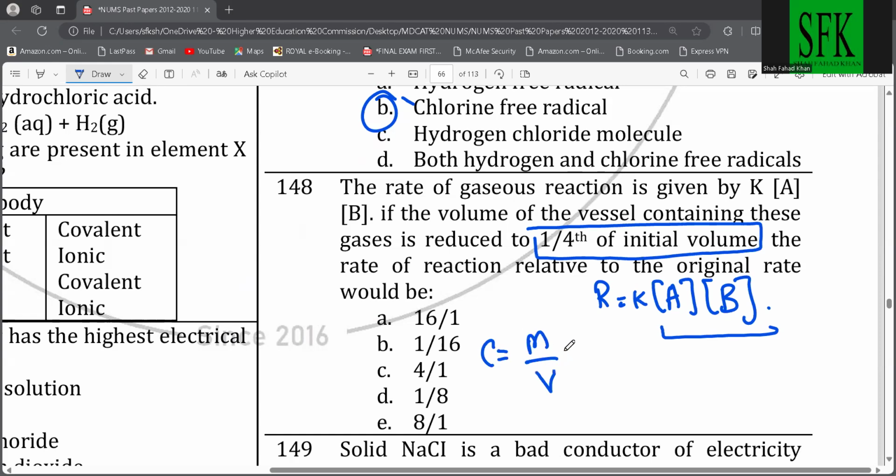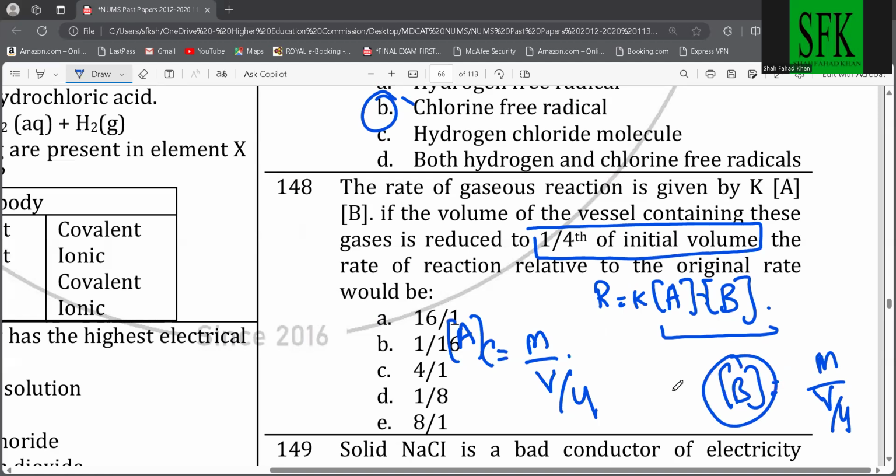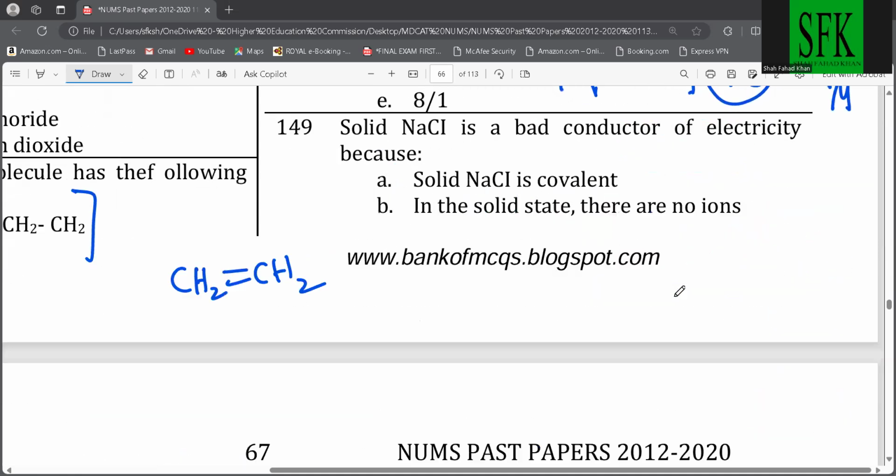Concentration is moles upon volume, right? So the volume of the vessel containing these gases is reduced to 1/4, but volume is in the denominator. So if volume decreases to 1/4 of its value, then the concentration becomes 4 times its value for A and 4 times its value for B. Because the rate is proportional to the product of these two, it is going to be 4 multiplied by 4, which is 16 times. The rate is going to become 16 times the original rate, because both of their concentrations have increased by 4 times.